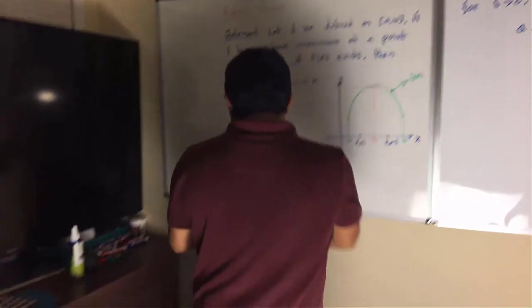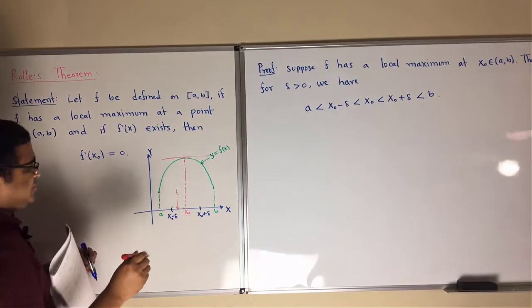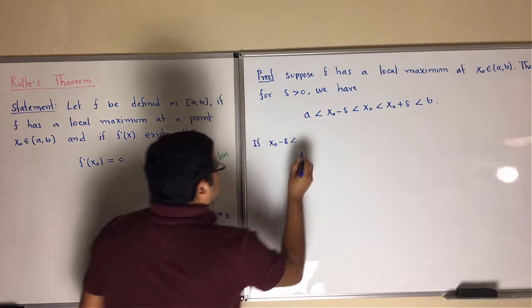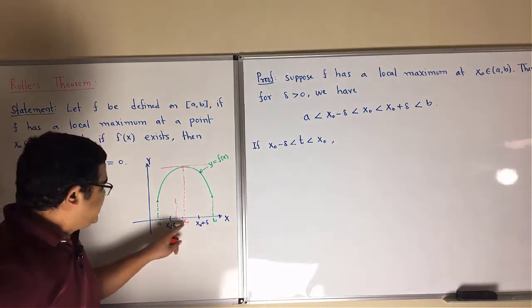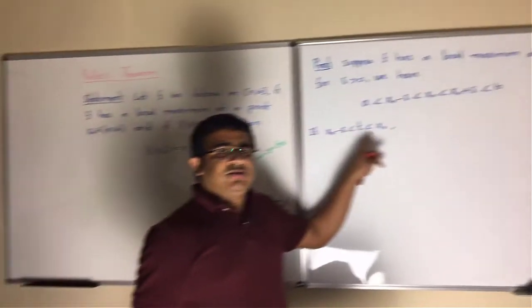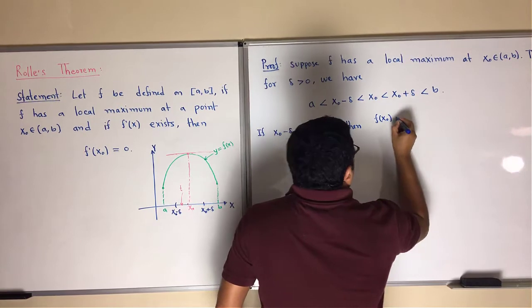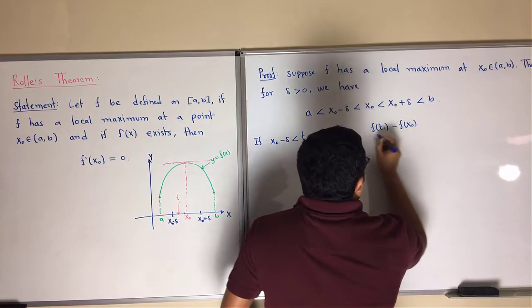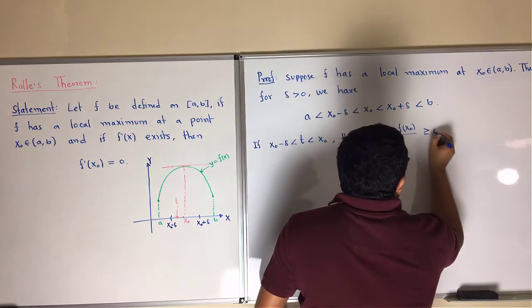Now, if we take a point t here, such that x0 minus delta is less than t, less than x0. So we take a point t in the interval from x0 minus delta to x0. Then (f(x0) minus f(t)) over (x0 minus t), that is, (f(t) minus f(x0)) over (t minus x0), would be more than or equal to 0.